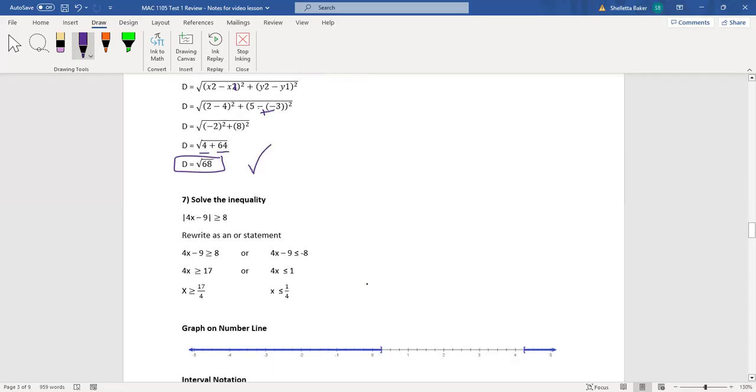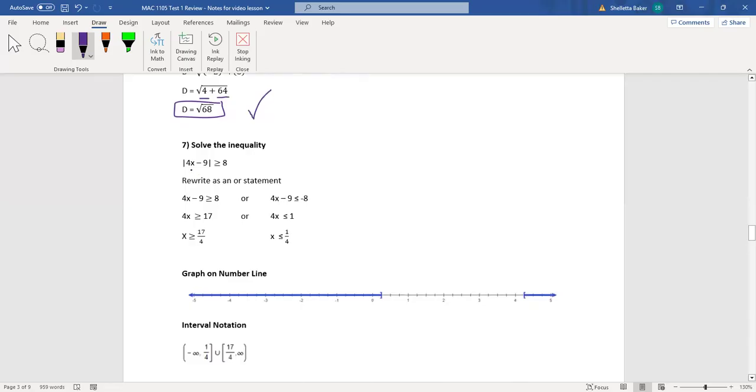Next, we want to solve this inequality. We have absolute value of 4x minus 9 greater than or equal to 8. We want to rewrite this as an or statement. So using the word or, we'll take the terms that are underneath the absolute value, 4x minus 9, and make it greater than or equal to the positive, or less than or equal to the negative. So 4x minus 9 greater than or equal to 8 would solve this inequality.